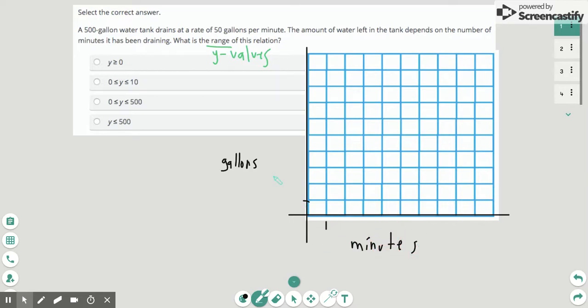In 1 minute, 50 gallons are drained. In 2 minutes, I got 100. 3, I have 150. 4, 200, and so on until we reach 500. We cannot go over 500 because that's the maximum capacity of our tank. Okay, and if I was going to graph this, it would look something like this.